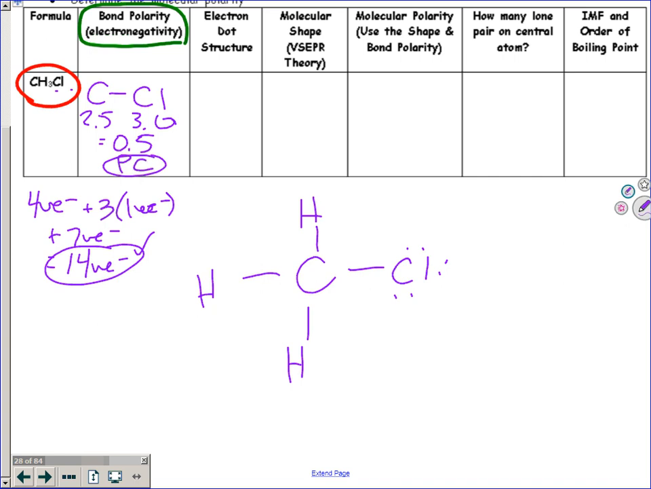All right, so guys, if it's polar covalent, what do I have to draw? What's the line called? Dipole moment, right? I'm always going to draw my dipole moment, especially if I have a polar covalent bond, and I'm going to draw it pointing towards which way? The more electronegative one. So that's chlorine in this case, right?